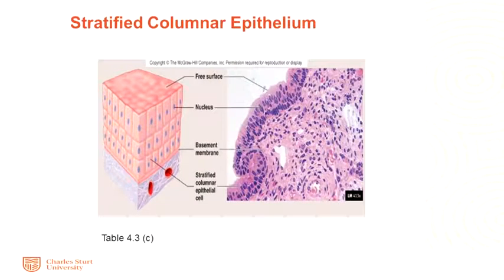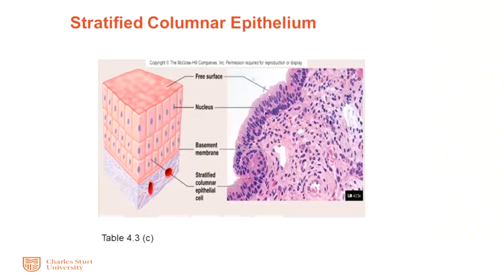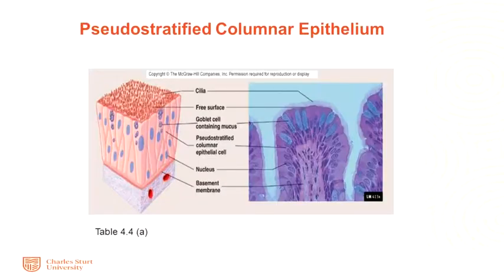Okay, we also have stratified cuboidal epithelium, where there's multiple layers of those box-like or cube-shaped epithelial cells. And then we have stratified columnar epithelium, and again you can see there's multiple layers of cells, and the top layer, or the apical layer, they're columnar in shape.